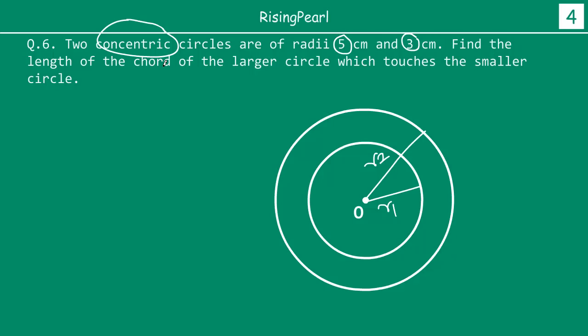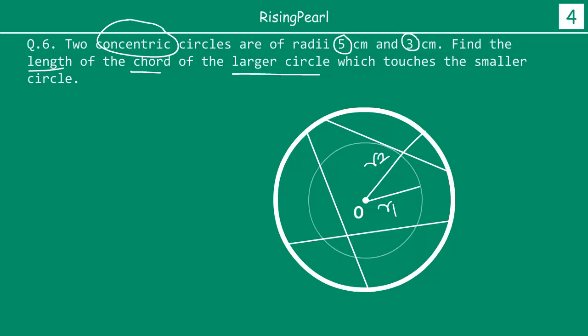Next, find the length of a chord of the larger circle. So now if you think about it this way, what I have drawn here is that I have tried to highlight the outside circle like this, and this is the inner circle, and then these are the lines, that is, let's name them AB, CD and EF. I have drawn some chords randomly.